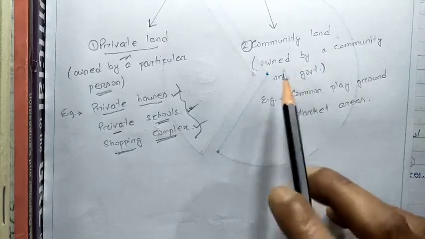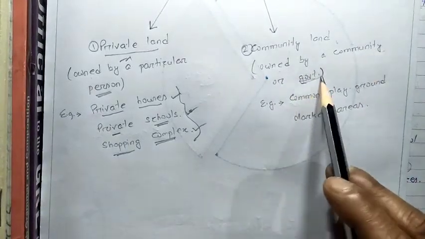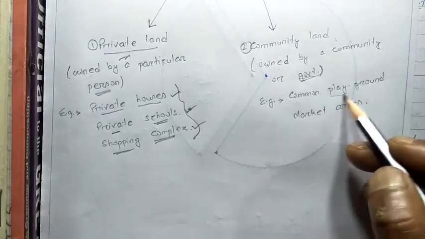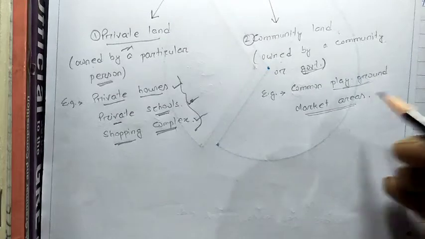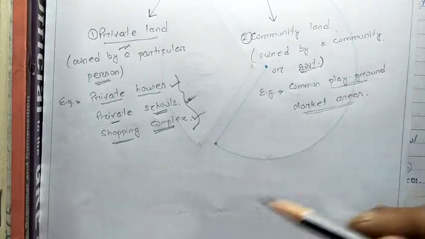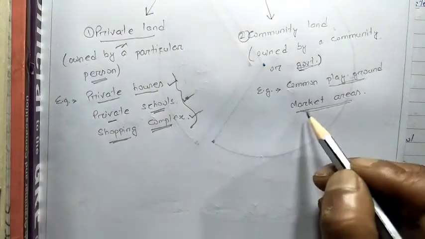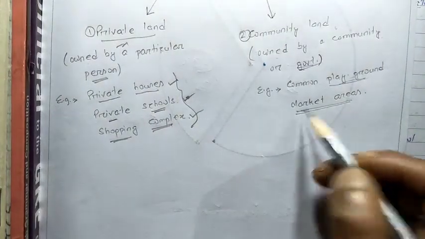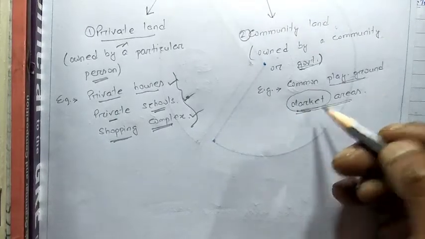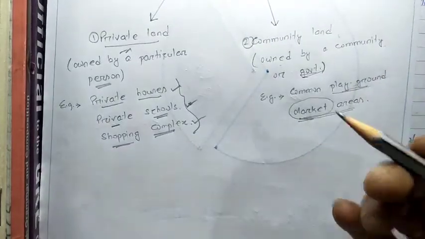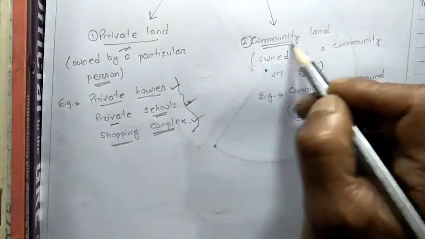Community land, as I already told you, is owned by a community or the government. For example, the common playground, the different market areas. I already told you about Donipolo ground, that also can be used for different types of sports. The market area is not one individual's property. In the market, different shopkeepers are there, different shops are there. They can hire it, or they can pay rent and use the land. That is known as community land.